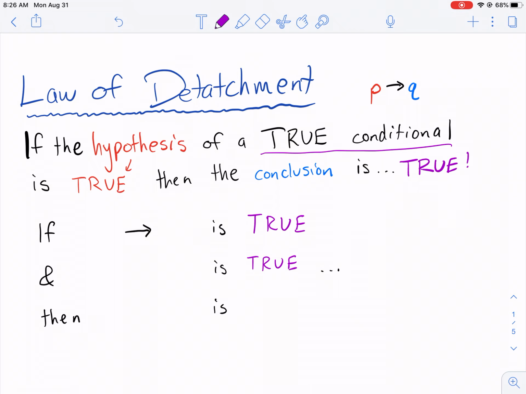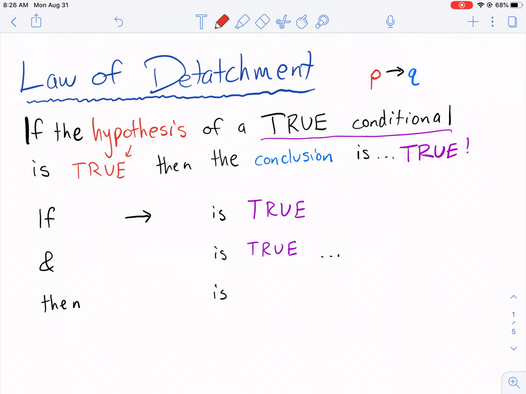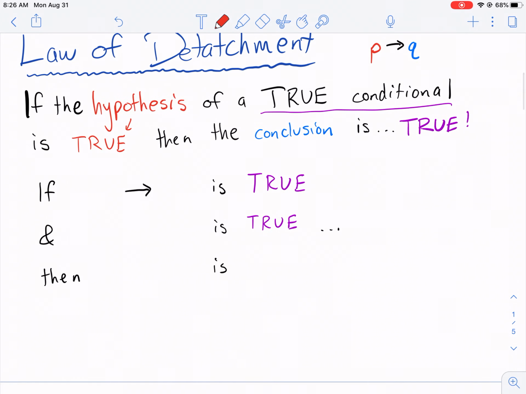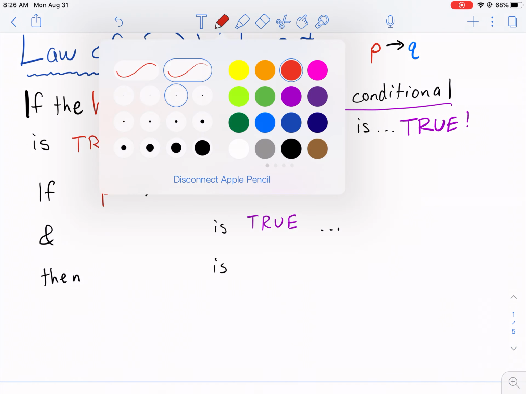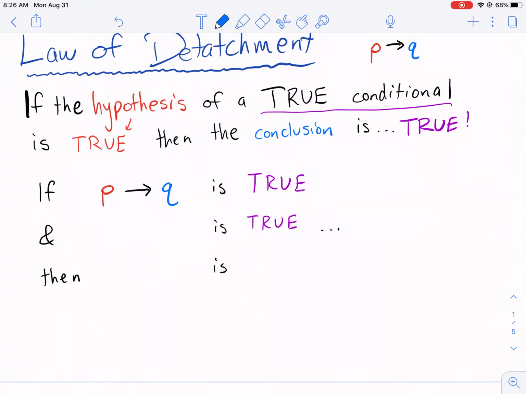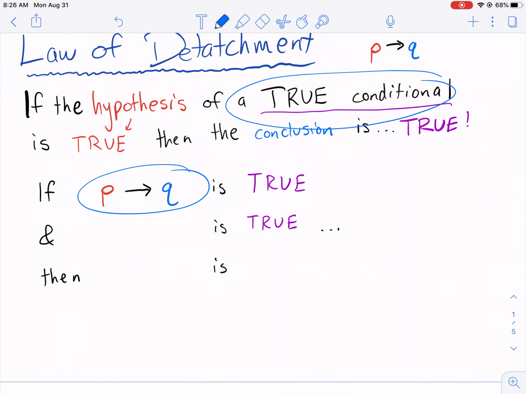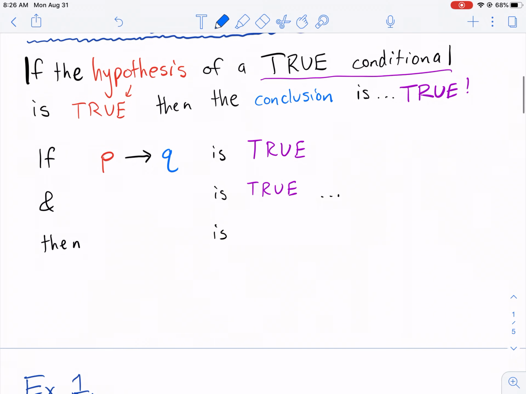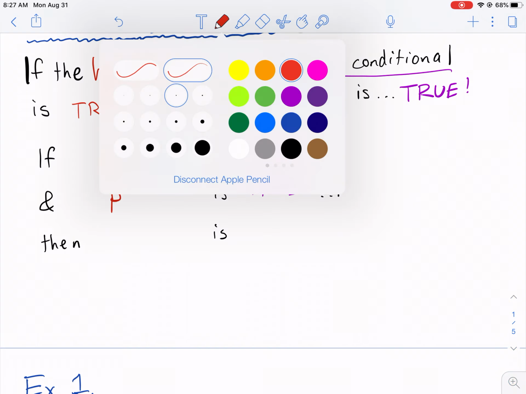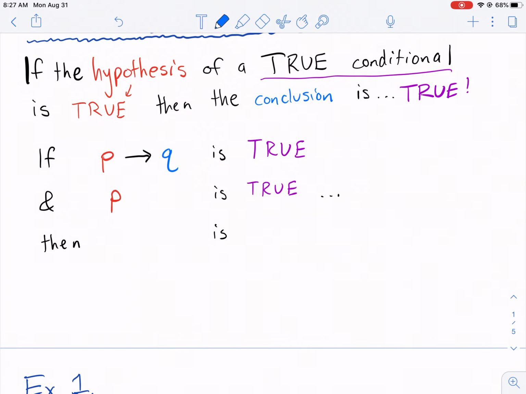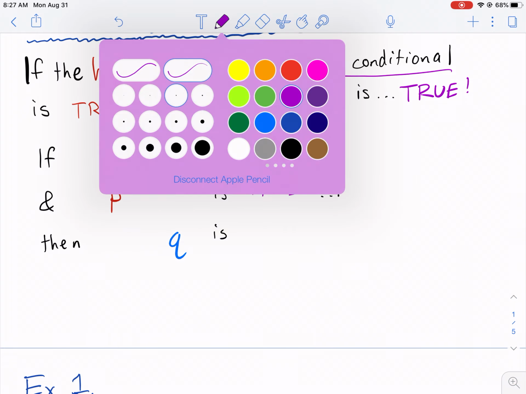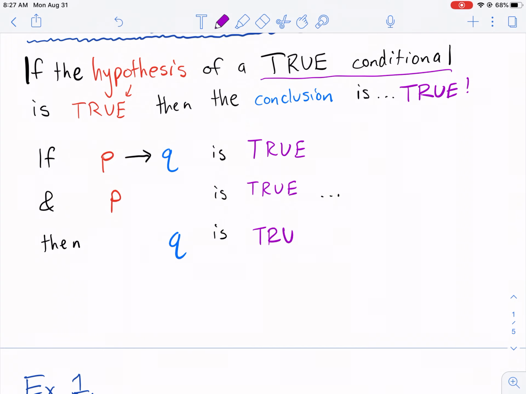So if we have a true conditional with a true hypothesis, then the conclusion is going to be true. That seems to make sense, and once we put it into practice, you're going to see why. So if P then Q, that's our conditional, is true. If the hypothesis P is true, we'll put it here on the left, then our conclusion Q is also going to be true, just as we said.